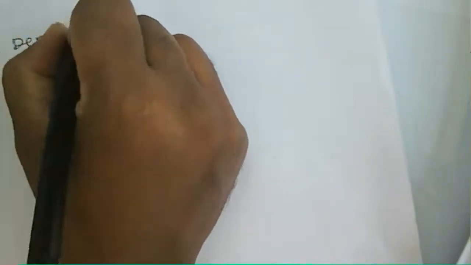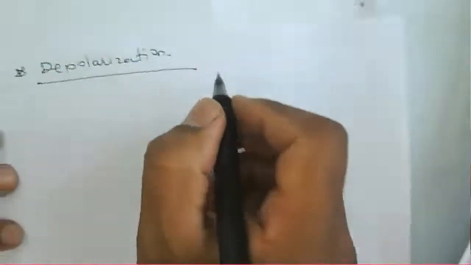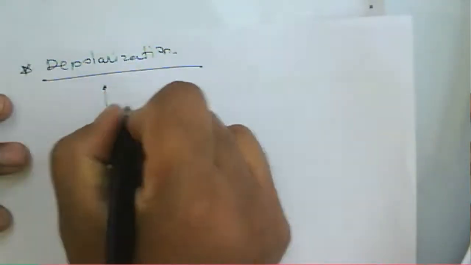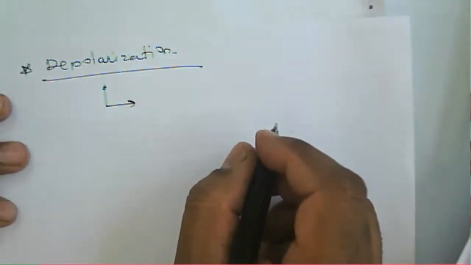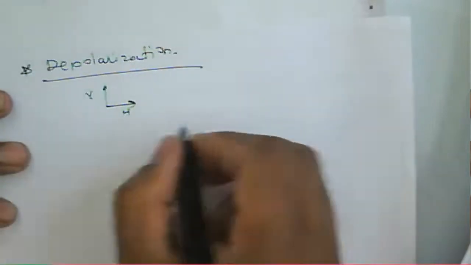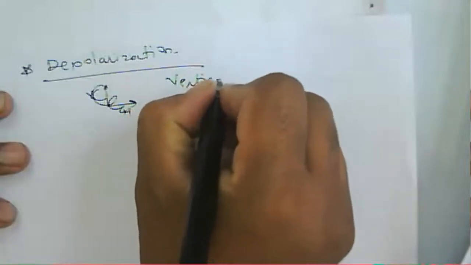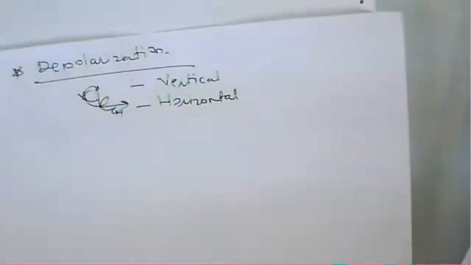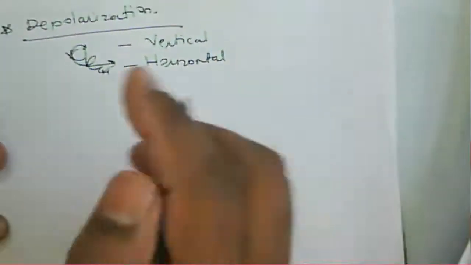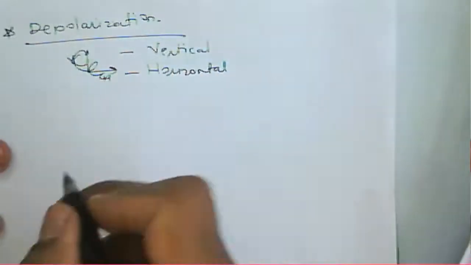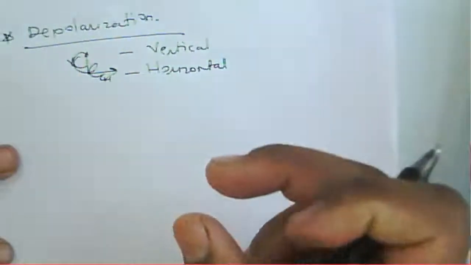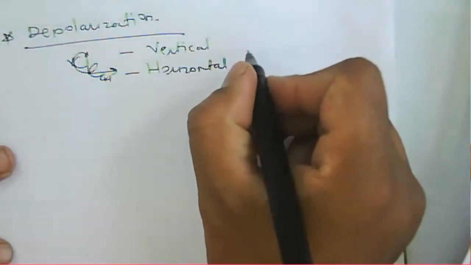Next, about depolarization. Generally, the polarization we use is either vertical polarization or horizontal polarization, because according to the nature of the electric field component of the signal, we can observe that polarization. But in satellite communication, to increase the satellite capacity, we need to use a technique of what? Frequency reuse.